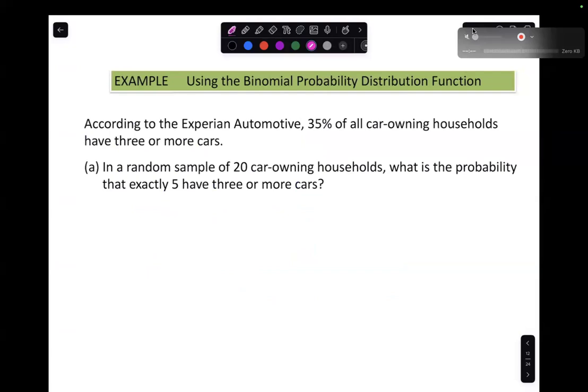Okay. According to Experian Automotive, 35% of all car-owning households have 3 or more cars. In a random sample of 20 car-owning households, what is the probability exactly 5 have 3 or more cars? Okay, so I'm going to show you how to do it in the calculator in just one moment. So remember, I'm going to put the binom PDF, and then it is number of trials, probability of success, number of successes.